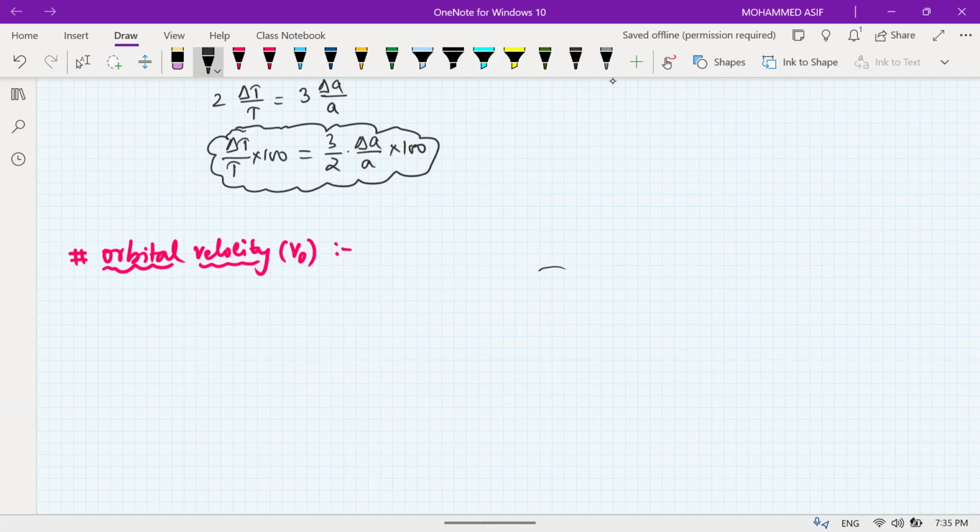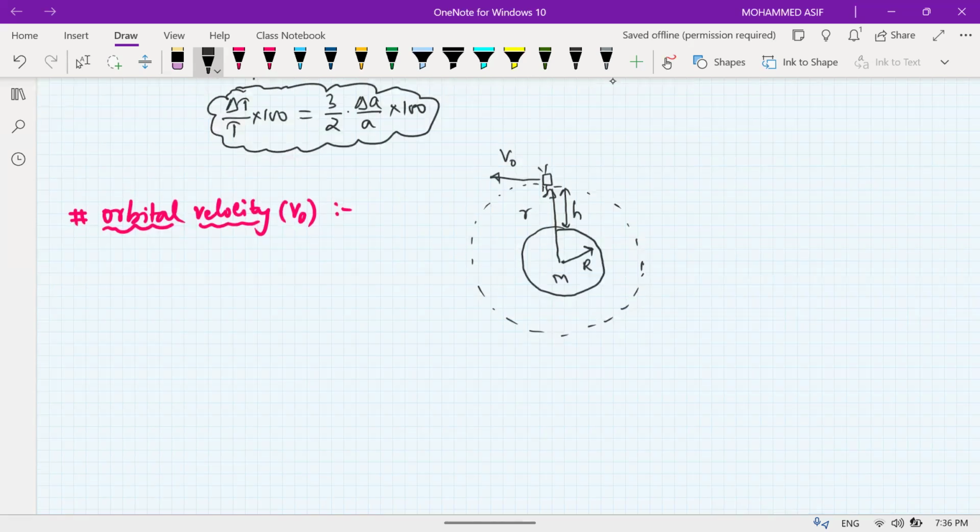Say for example, this is your Earth of radius capital R, and the mass of Earth is M. And here somewhere there is your planet, and it is revolving in a circular orbit with a certain velocity. This velocity will be equal to the orbital velocity. The path followed by this is circular. The distance of the planet from the center of the Earth is small r, and from here to here this distance is equal to h. And what is the force responsible for a particle to move in the circular path? Centripetal force.